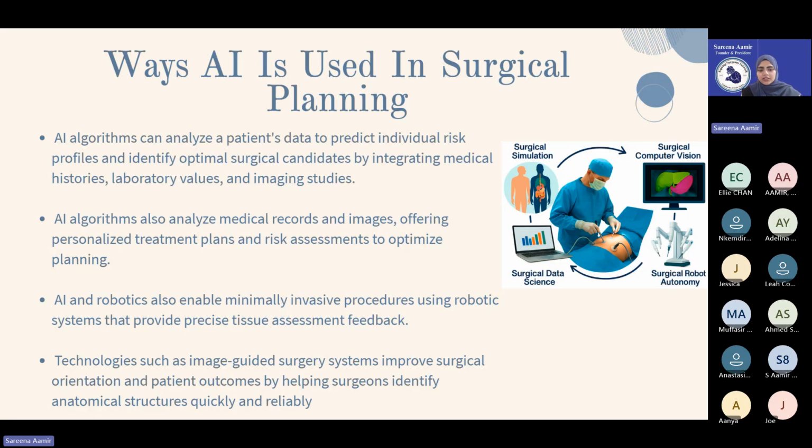And technologies such as image-guided surgery systems can improve surgical orientation and patient outcomes by helping surgeons identify anatomical structures quickly and reliably. So they can help identify, oh, this is where the tumor is, or this is where, I don't know, the brain bleeding happened. So it can help the surgeon navigate quickly and make sure it doesn't cause that much damage.